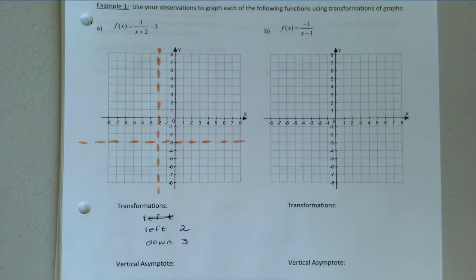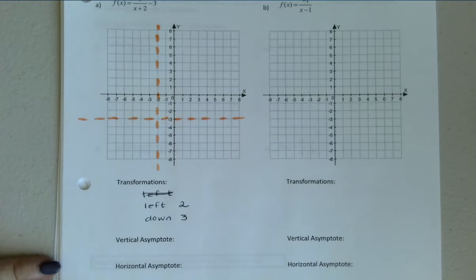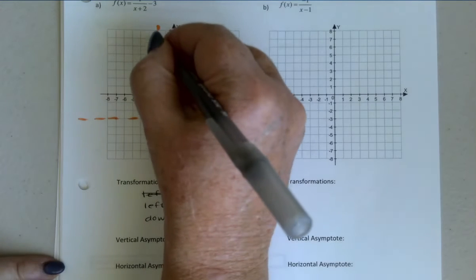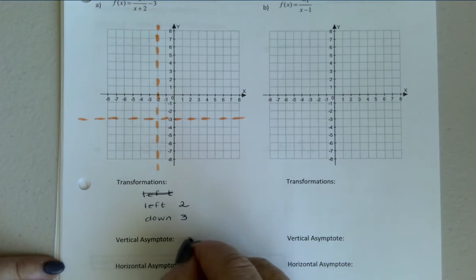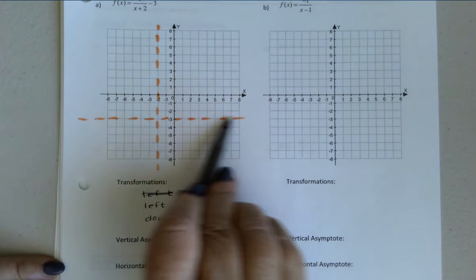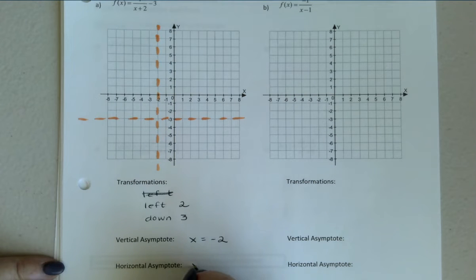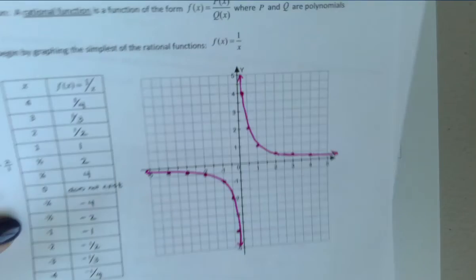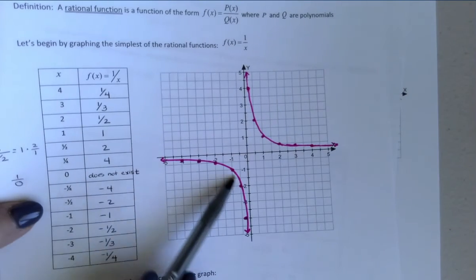I can actually jot down what those vertical and horizontal asymptotes are right now. My vertical asymptote is now at x equals negative 2. And my horizontal asymptote is now at y equals negative 3. Again, just a quick reminder, what I'm drawing is that parent function. I'm going to draw right around the asymptotes.